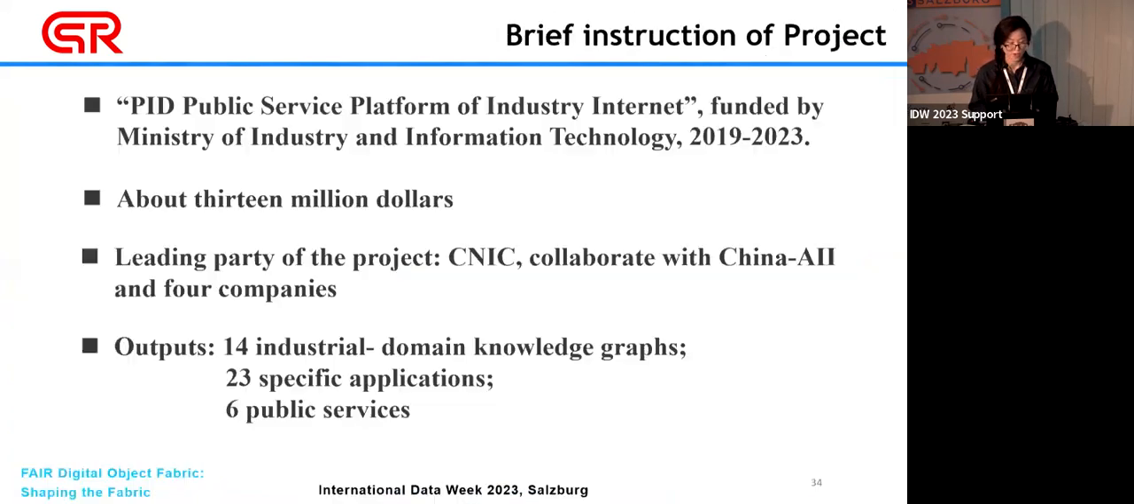So this is just one case of the project which is supported by the Ministry of Industry and Information Technology for four years here. And the funding is about $30 million. And the thing I see is the leading party cooperated with the China AII and four companies. There are several outputs: 14 industrial domain knowledge graphs, 23 specific applications and 6 public services here.